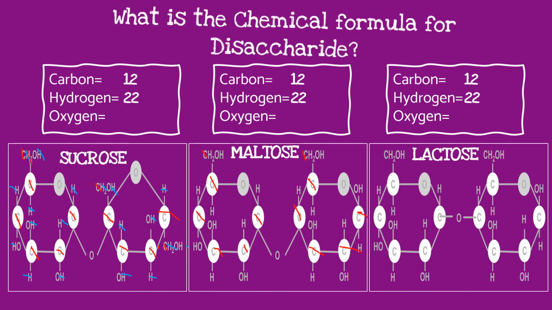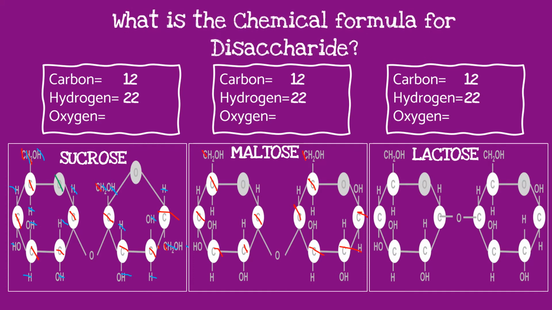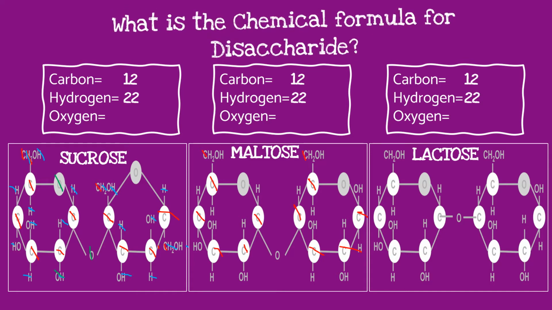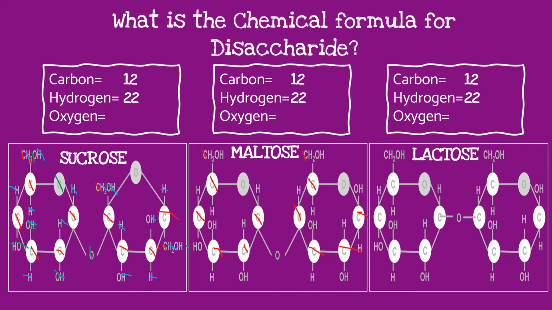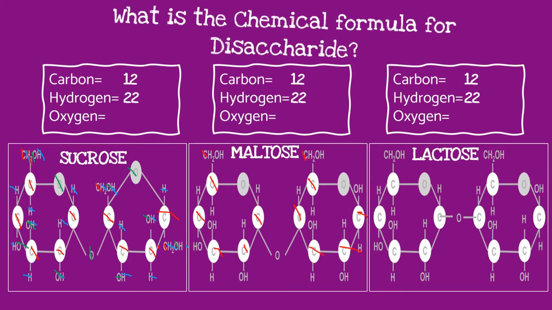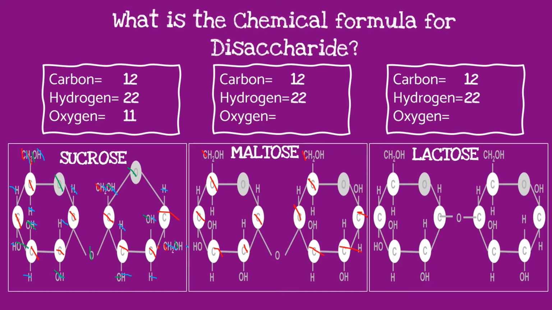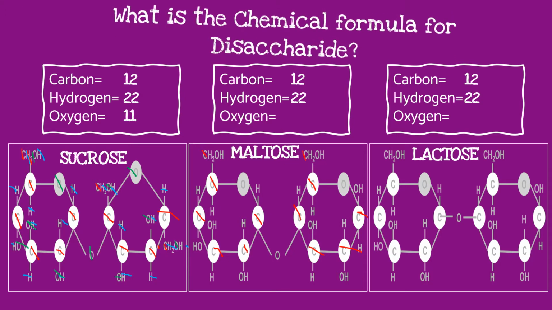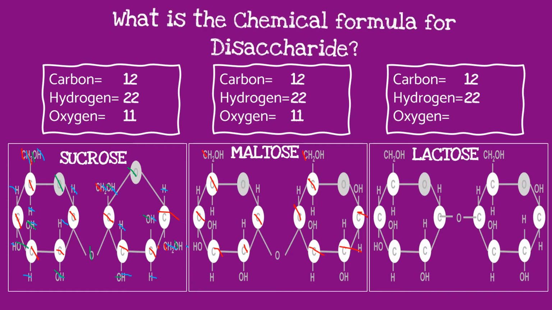For oxygen, let's count it down. 1, 2, 3, 4, 5, 6, 7, 8, 9, 10, 11. So there are 11 oxygen atoms in the molecule of sucrose, same as in maltose and lactose.